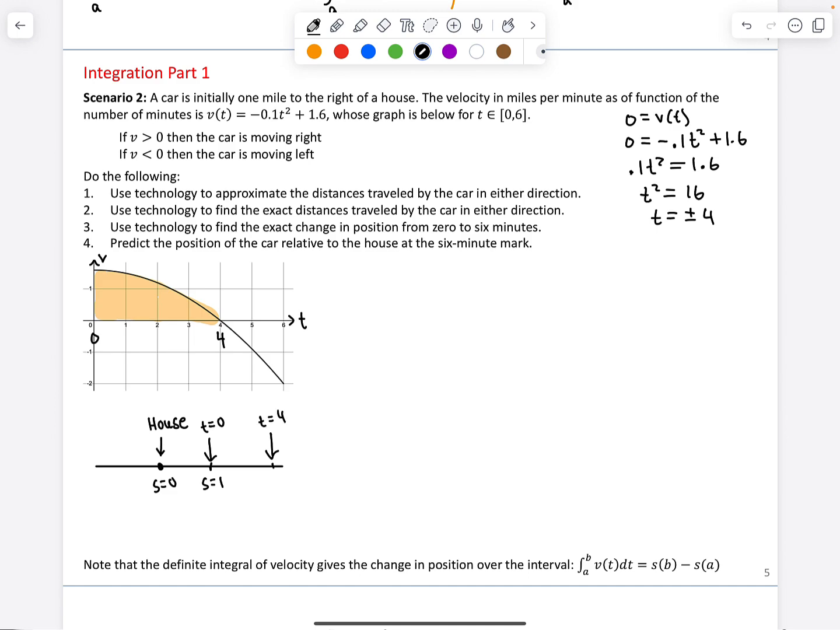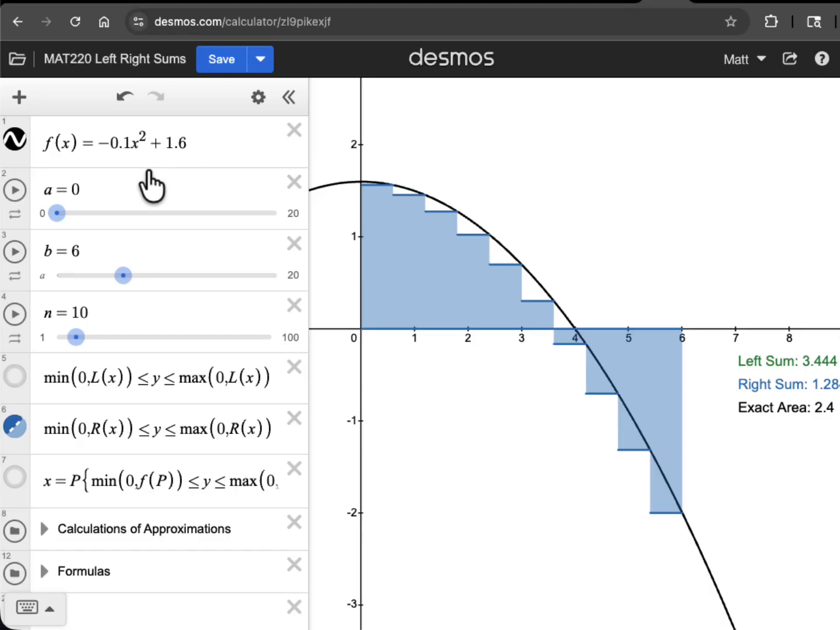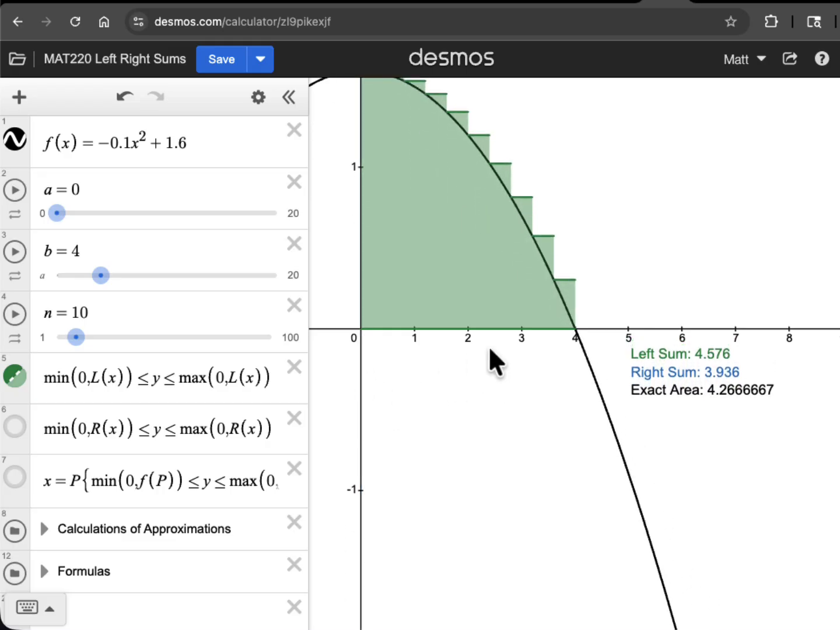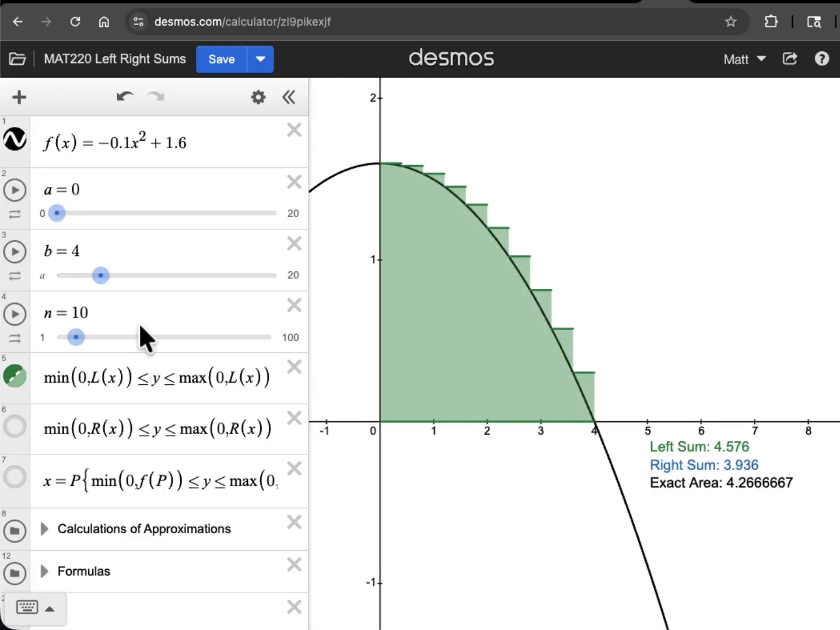Now, to aid me with technology, I'll use this program. For v of t, I'll enter f of x equals, and then use x instead of t. I want to do approximation from 0 to 4, and I'll begin with 10, and I'll show my left-hand sums. Let me change my scale to see this better, and keep track of these values. Let's just go to n equals 100.